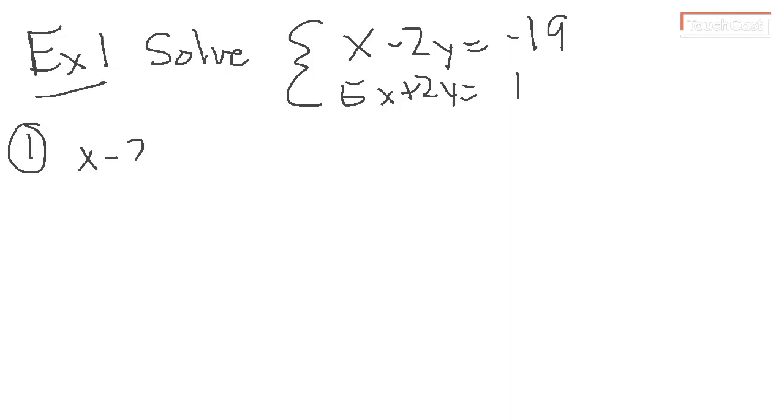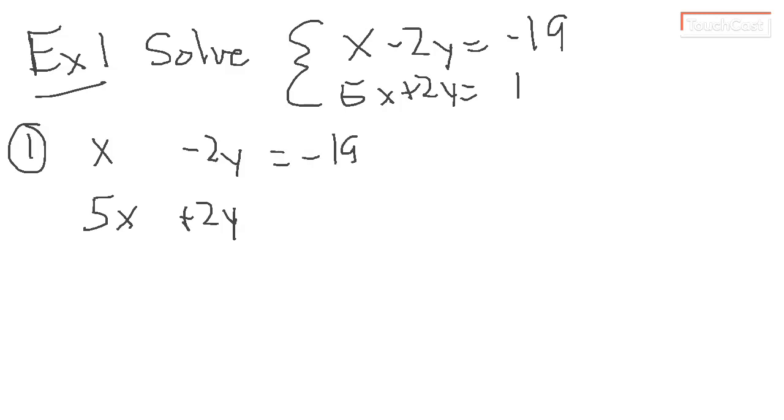We have x minus 2y, 5x plus 2y. In fact, I'm going to adjust this just a little bit. I'm going to go x, and right beneath it, 5x, minus 2y, plus 2y, equals negative 19, equals 1. Now, using the elimination method, here what we can do is we can add vertically. We're going to add these two equations together. So we're going to add the two x terms, x plus 5x, that makes 6x.